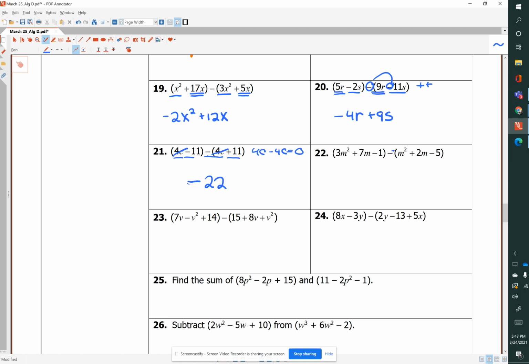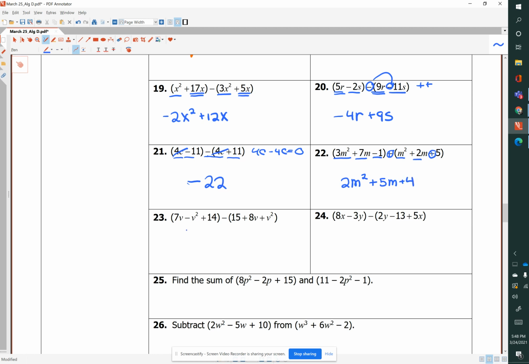So number 22, you really got to make sure you're good with your positives and negatives. Remember, we've got a subtraction in the middle and we've got a negative over here, so we need to be careful with that constant. So we'll start out with 3m squared minus 1m squared, so that's 2m squared. Then we have 7m minus 2m, so that's 5m. And then we have negative 1 plus 5, which would be positive 4.